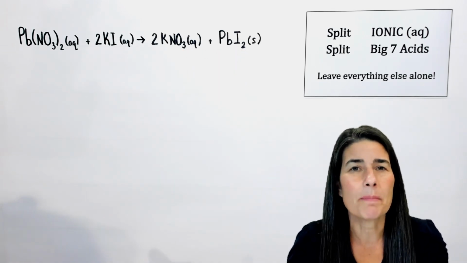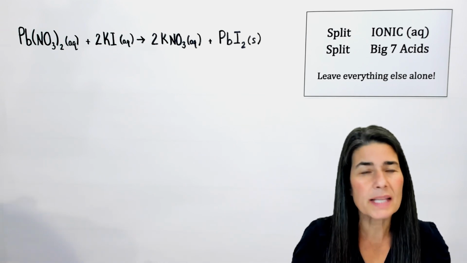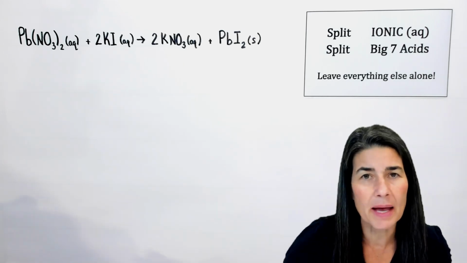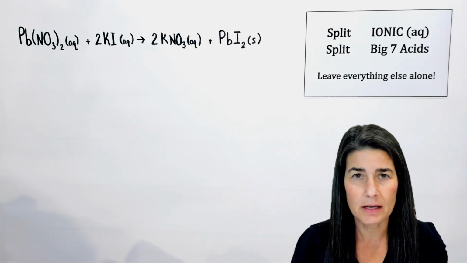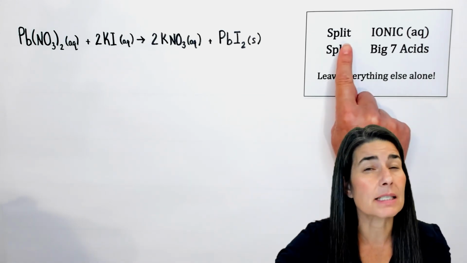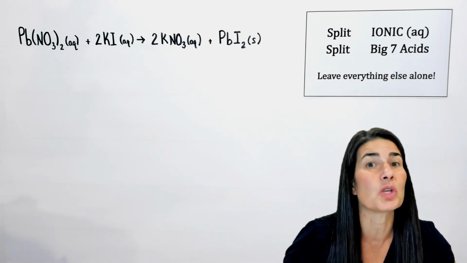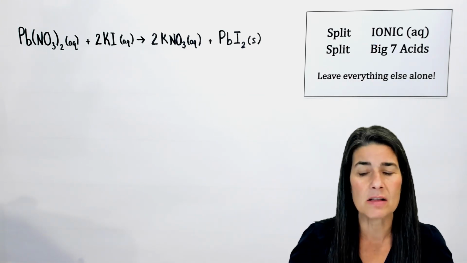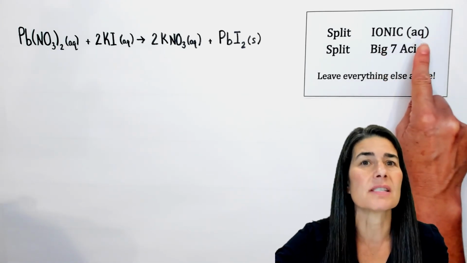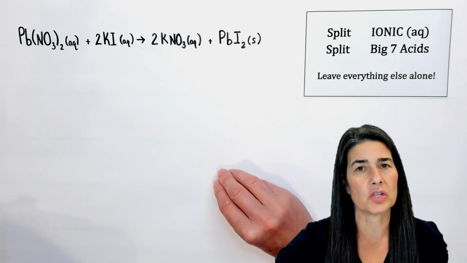Now, when we go about writing our first full ionic equation, we want to decide, are we going to dissociate each of these compounds or do we leave them intact? So the basic rule is the following. We're going to split any compounds that are ionic, composed of usually a metal and a nonmetal, and those ionic compounds have to say aqueous. If they're dissolved in water, then they dissociate.